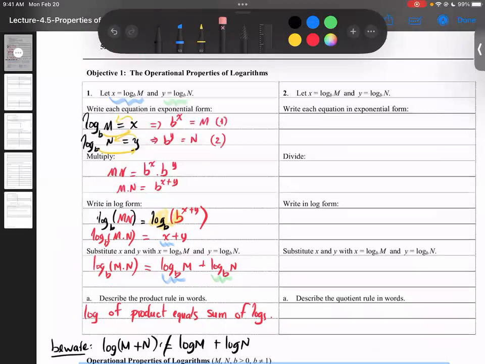For the second one, it's pretty much the same thing. You don't have to write this down. It's the same thing.